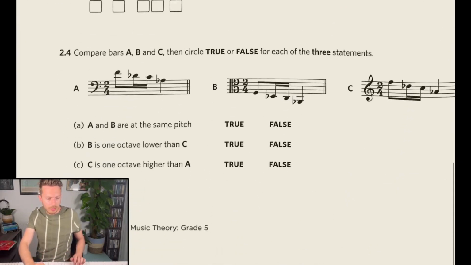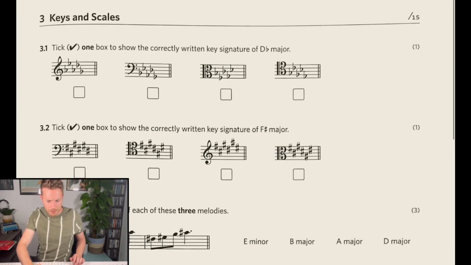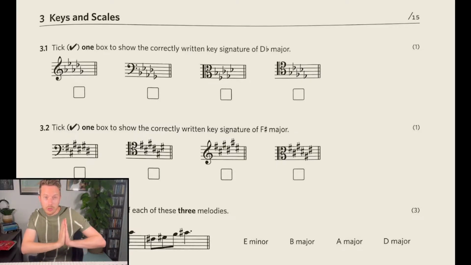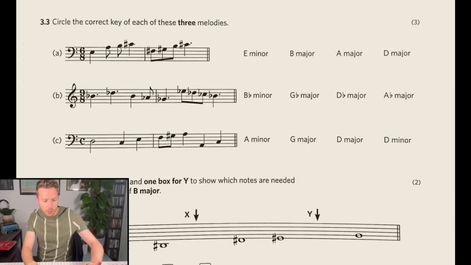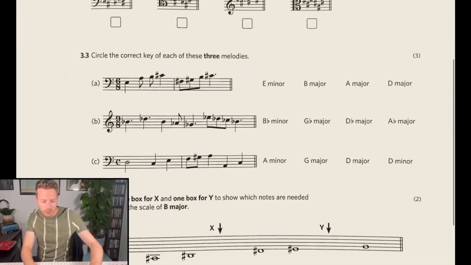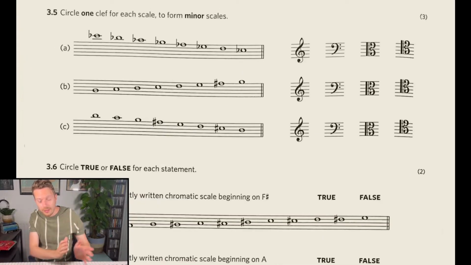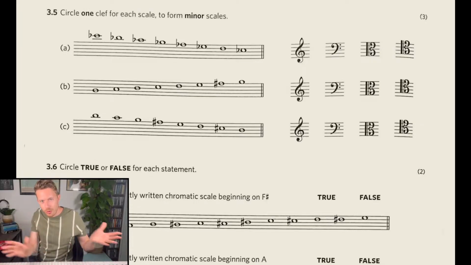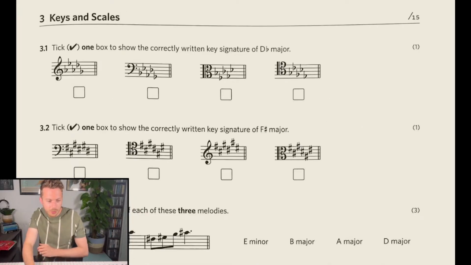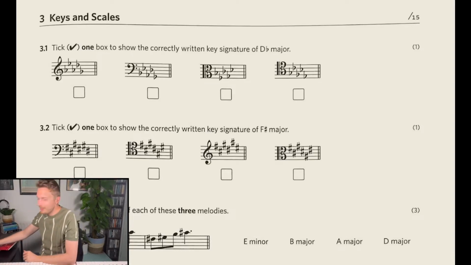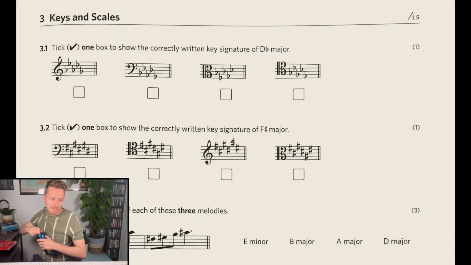Keys and scales. Hopefully I haven't missed out anything there. No. Keys and scales. So we're looking at key signatures, and basically adding in notes that are missing from key signatures. We're looking at melodies without a key signature, where we have to add the key signature in. We're looking at minor scales. Again, I'm hoping you have worked a little bit towards grade 5 and you're not jumping in the deep end. Because if you are, then good luck. Okay.